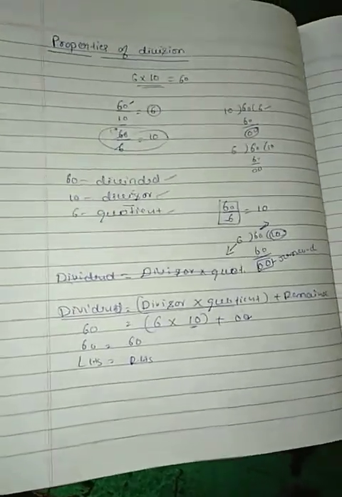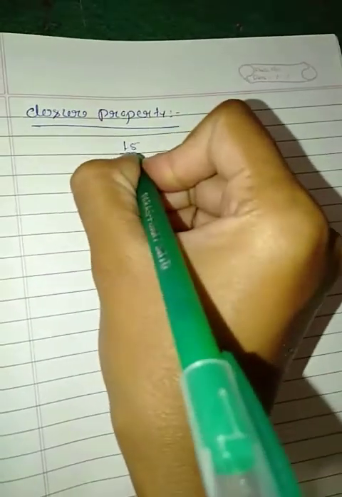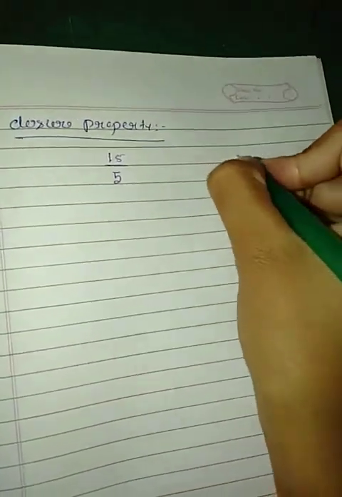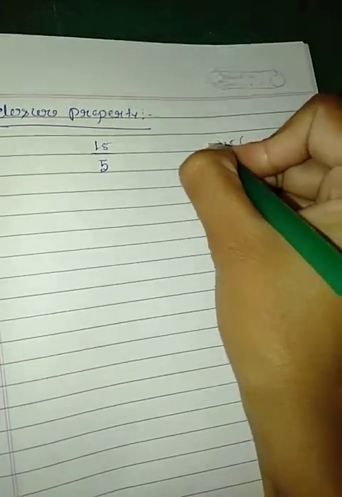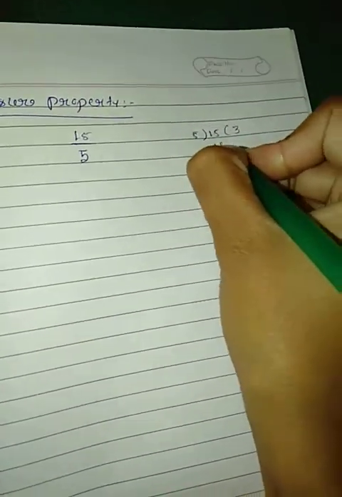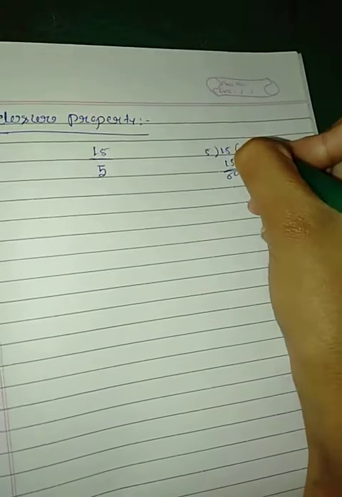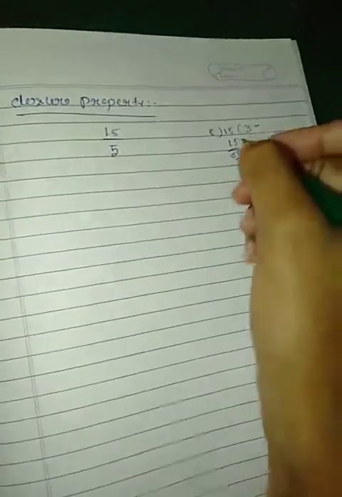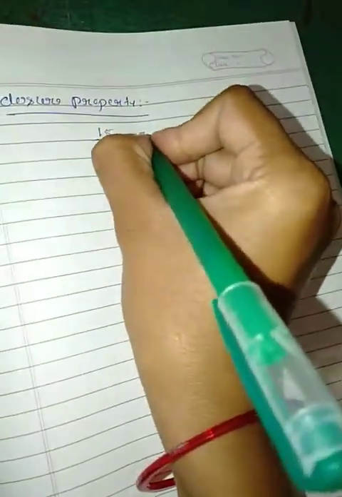Okay, now we move on to the properties. First property is closure property. So see, take the whole number 15, and this is divided by 5. Okay, so when you divide 15 by 5, we get 3. 3 is the quotient, 0 is the remainder. So 3 is also a whole number.